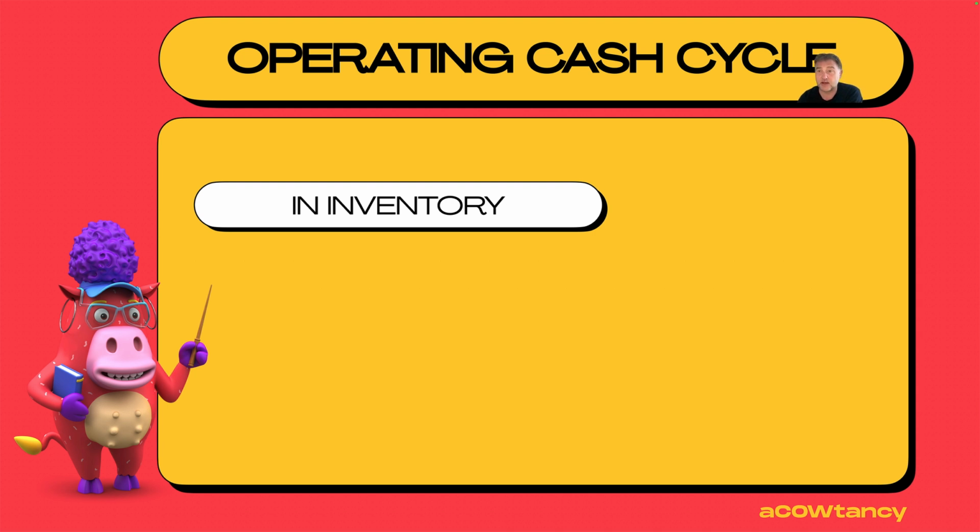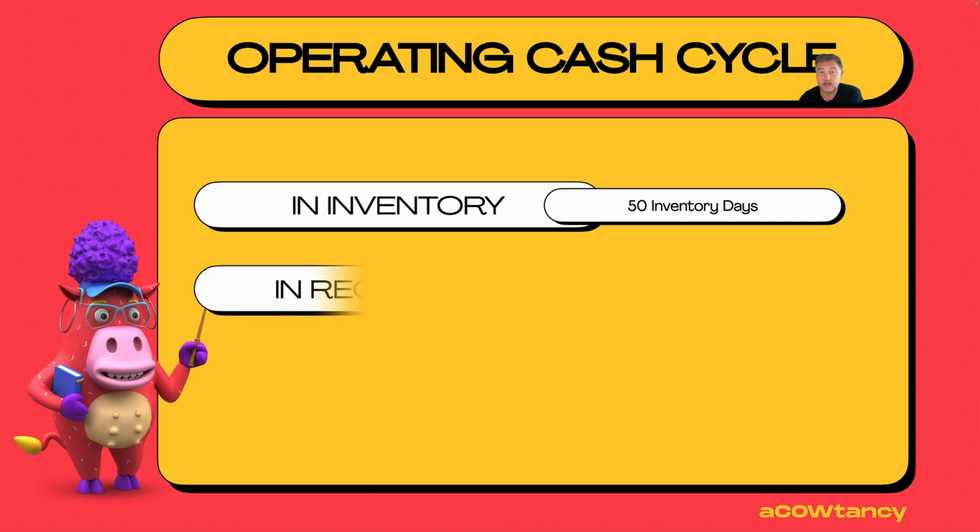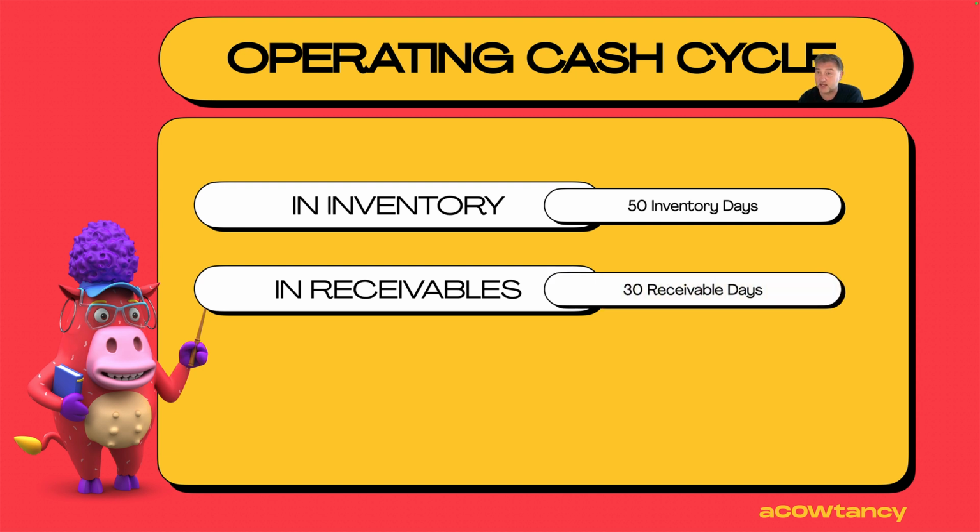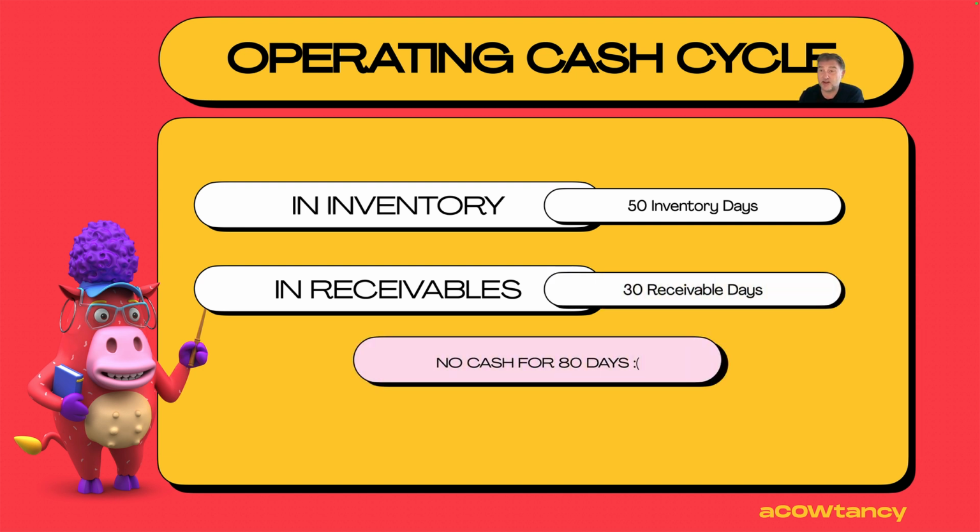But when you buy stuff, you keep it in inventory, don't you? So let's say it's in inventory for 50 days. Then you sell it, but you don't get the money straight away, so it's in receivables. Let's say it's in receivables for 30 days. So do you agree you've had no cash for 80 days? And that's quite bad news, isn't it, having no cash?